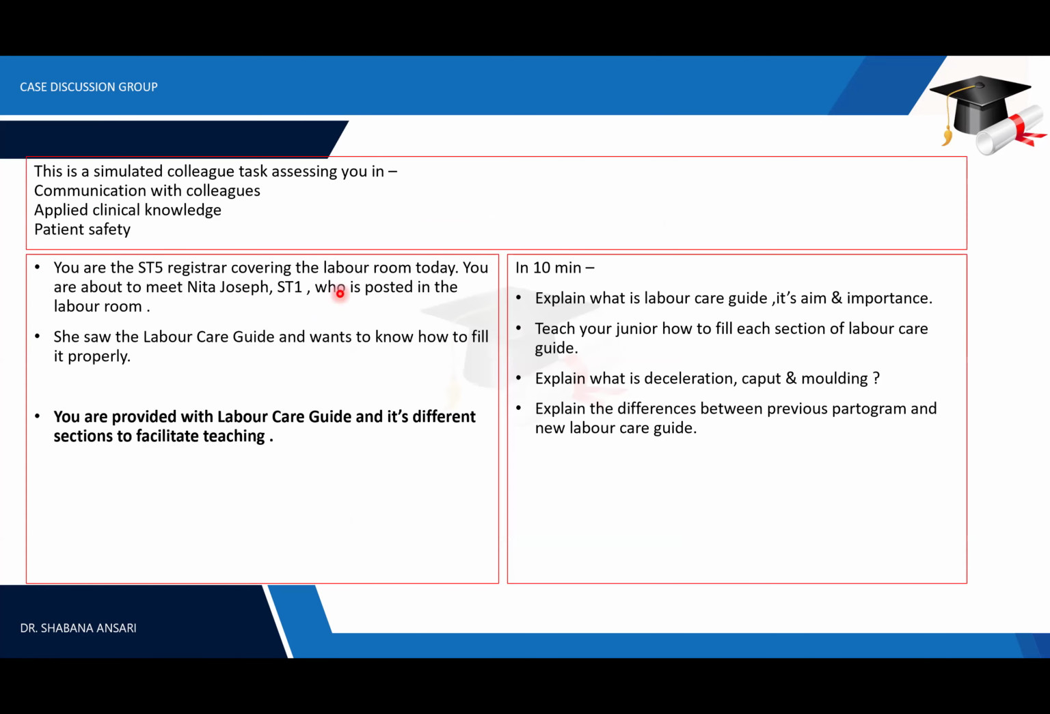Now, who will explain the difference between the previous partogram and the new labor care guide?